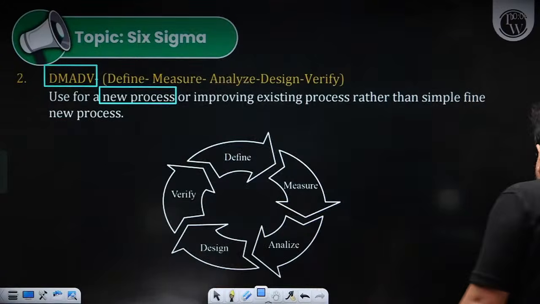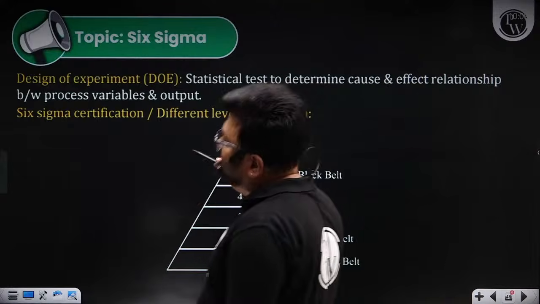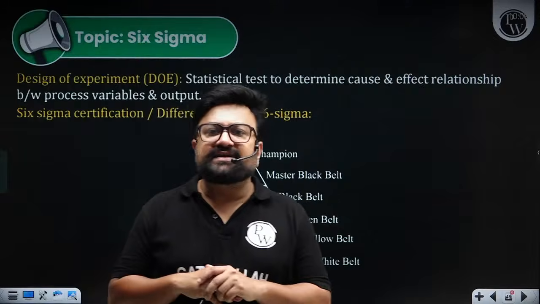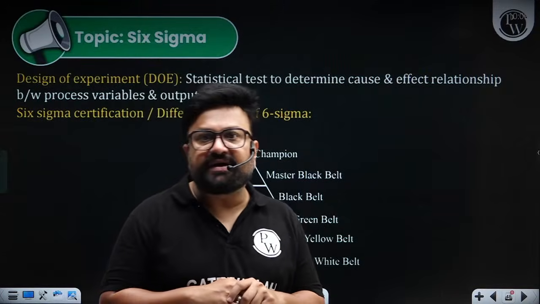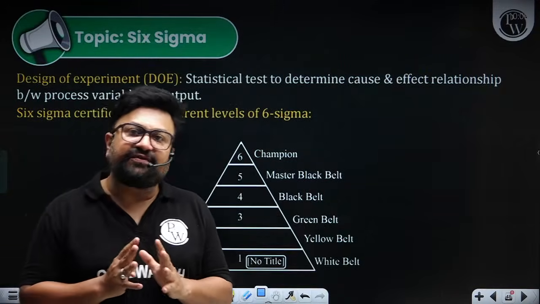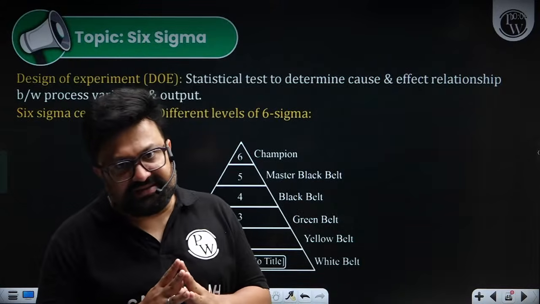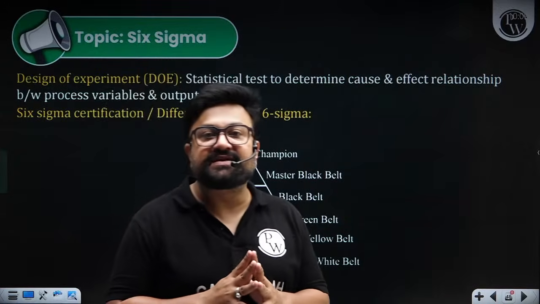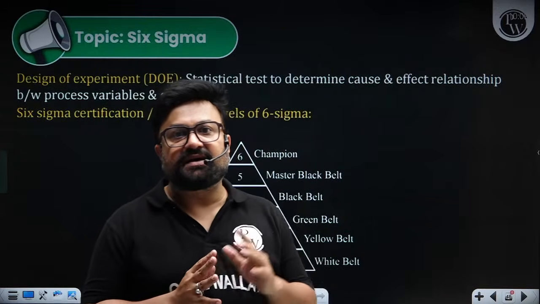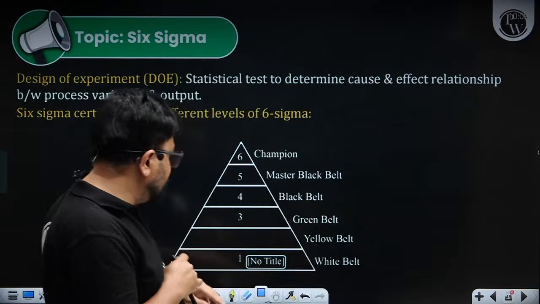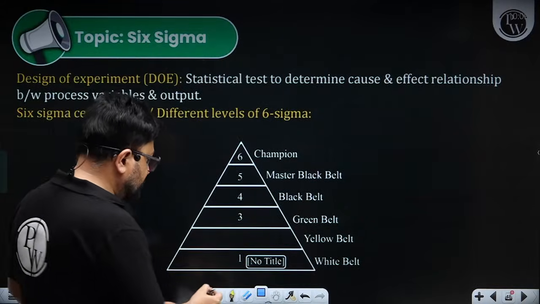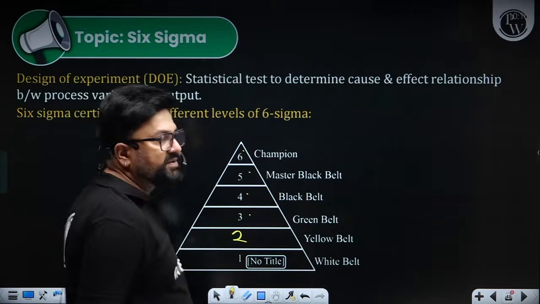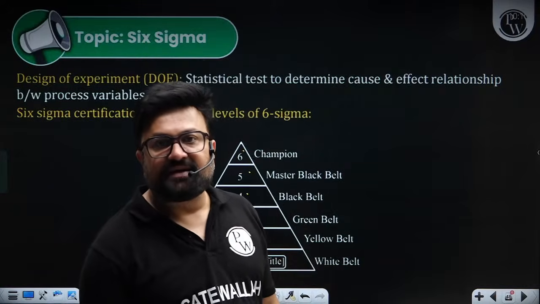Now, there is DOE, that is design of experiment. So what is design of experiment? It is a statistical test to determine the cause and effect relationship between process variable and output. So there will be a Six Sigma certificate. It has different levels of Six Sigma: white belt, yellow belt, green belt, black belt, master belt, and champion.